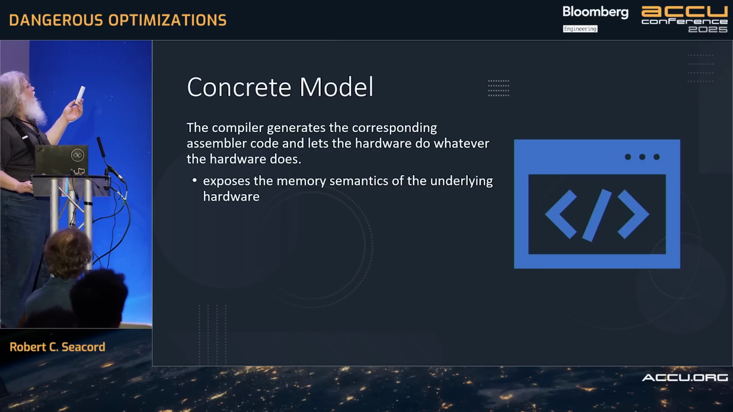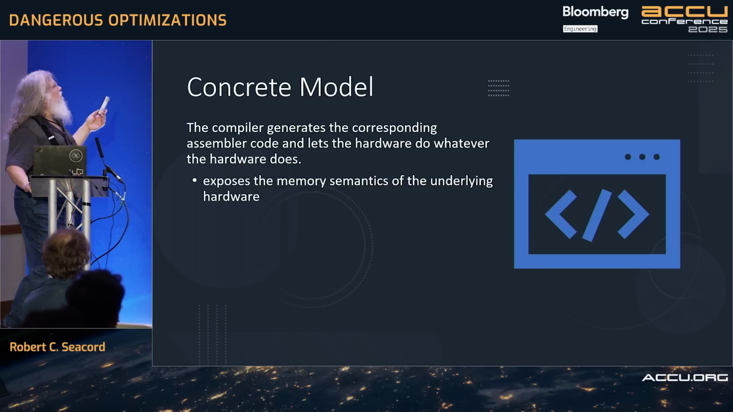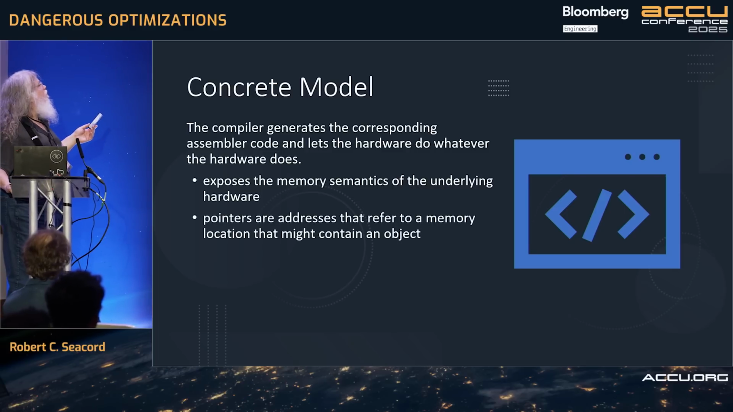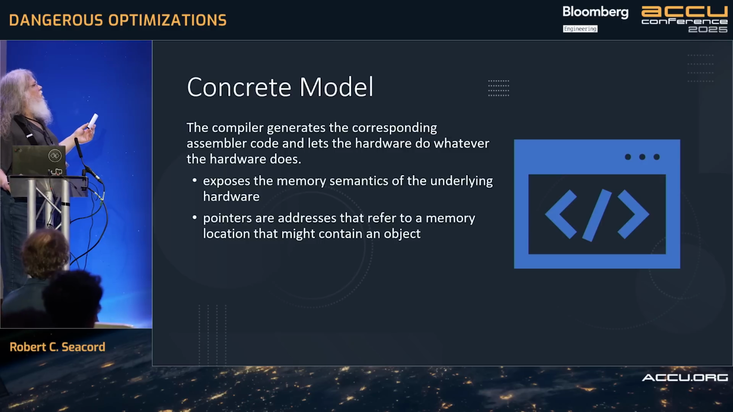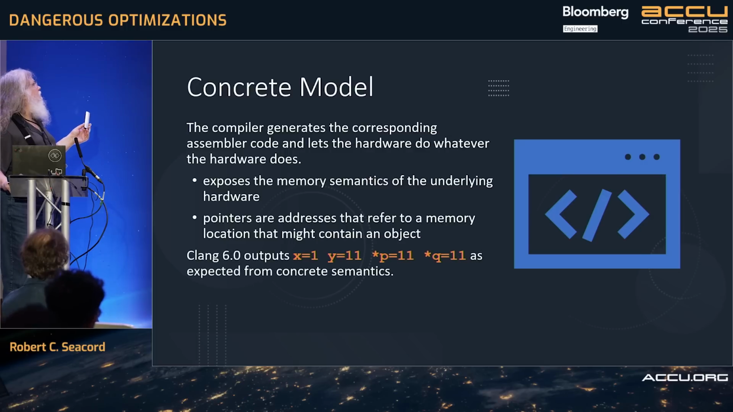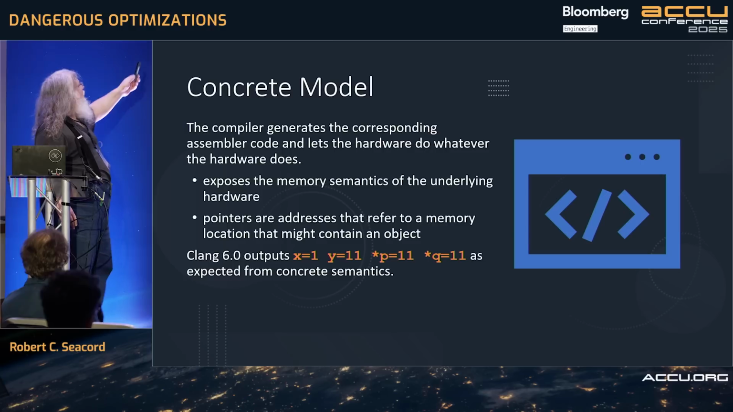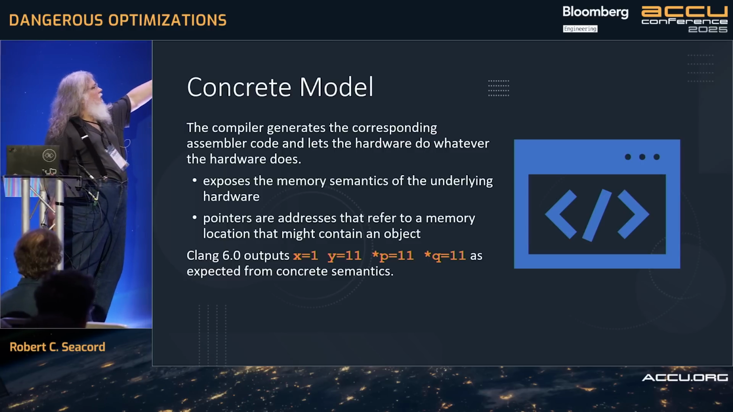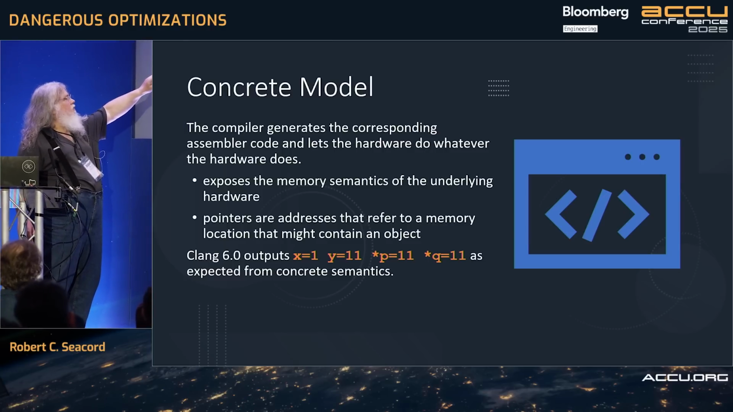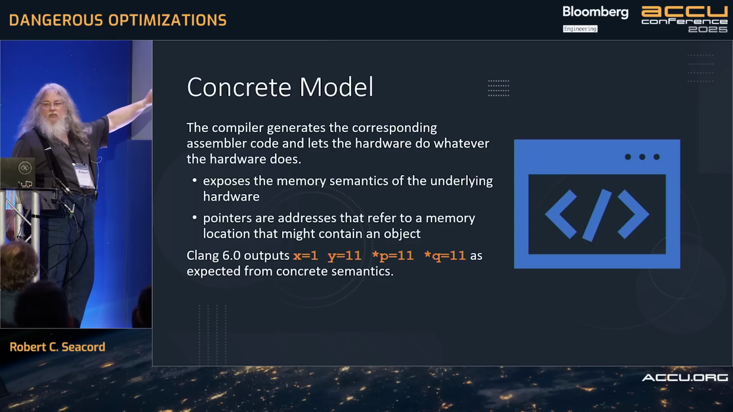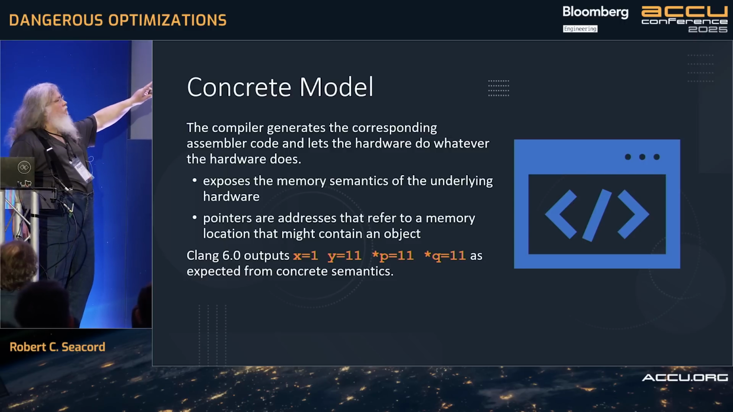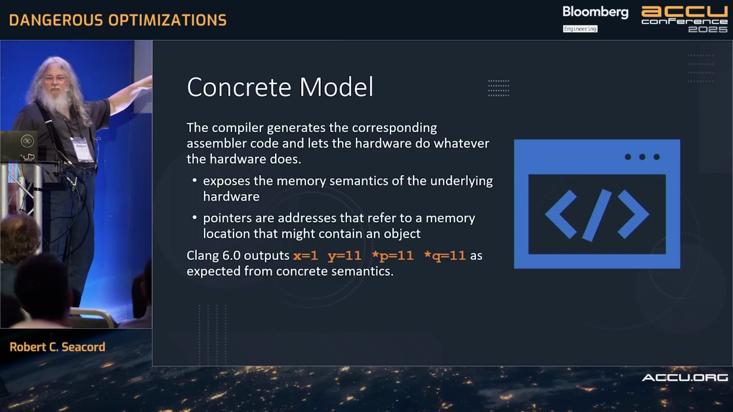So this exposes the memory semantics of the underlying hardware. Pointers are addresses that refer to a memory location that might contain an object. So Clang outputs X equals 1, Y equals 11, P equals 11, Q equals 11, because it uses the concrete semantics, right? Where this pointer is pointing to that place in memory.